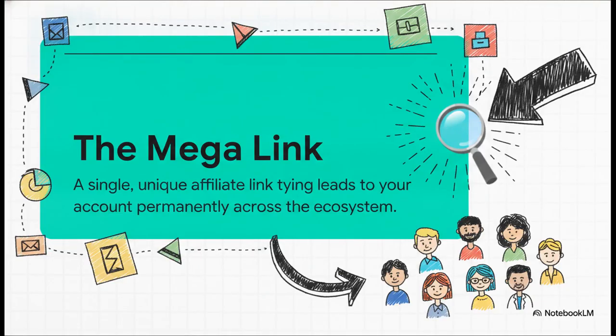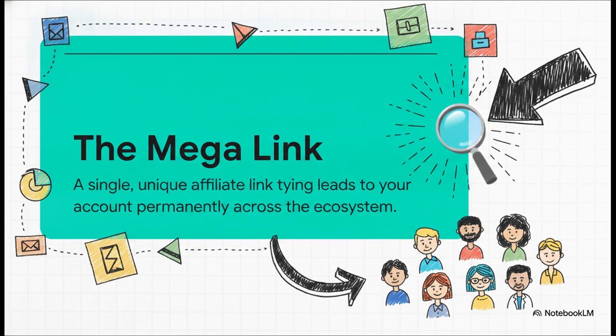Let's move to Section 2, the MegaLink engine, how OLSP changes attribution. The foundation of this entire system rests on something they call the MegaLink. Instead of having to frantically search for dozens of different individual products to promote and managing a chaotic spreadsheet full of 100 different URLs, users are given just this one totally unique affiliate link. You promote this single link, and it brings people right into the OLSP ecosystem.